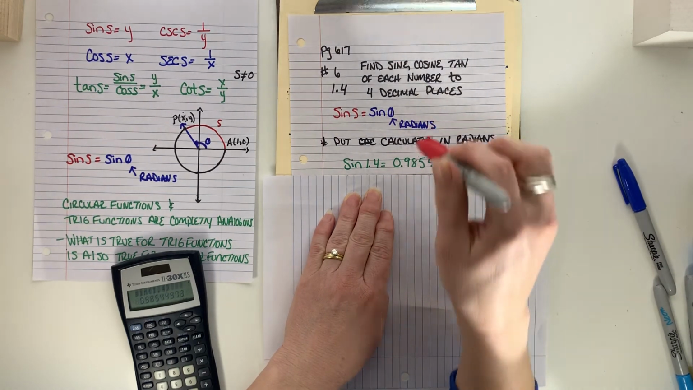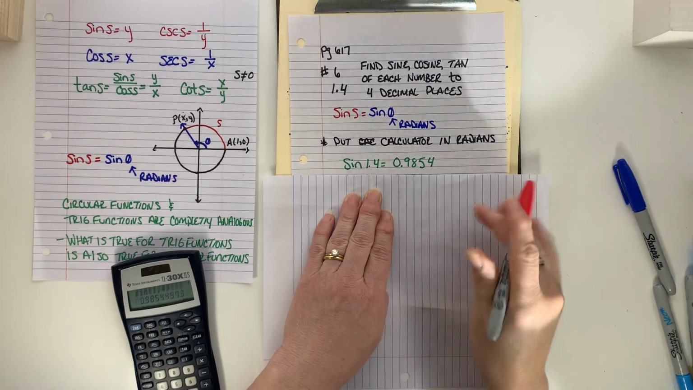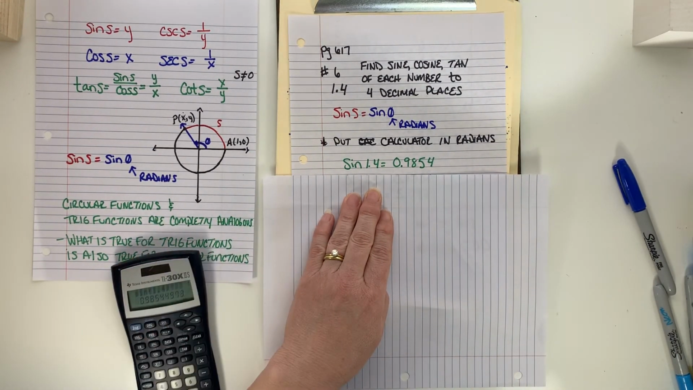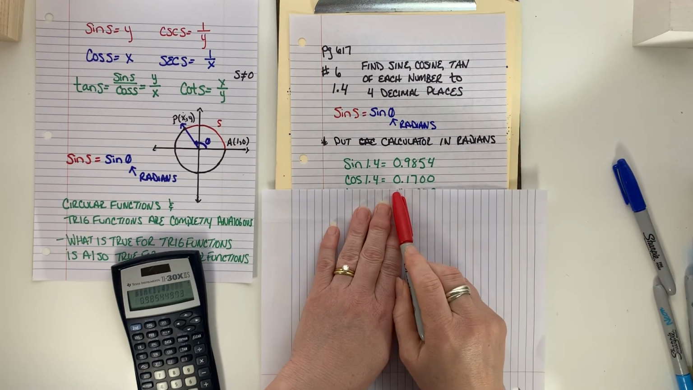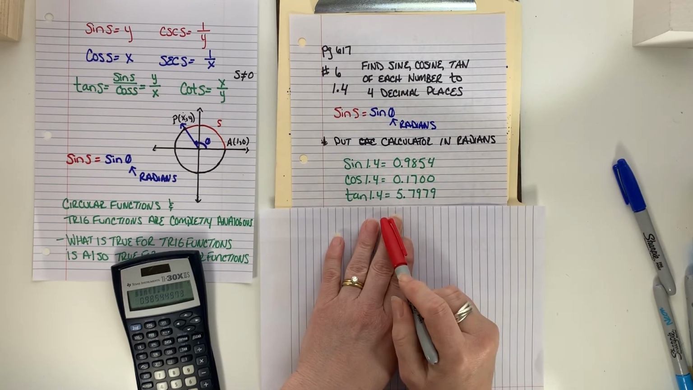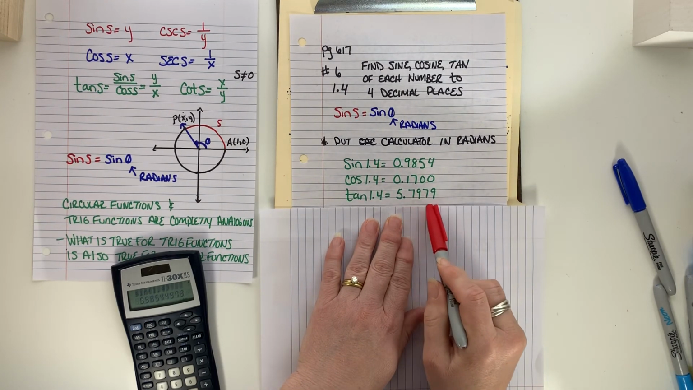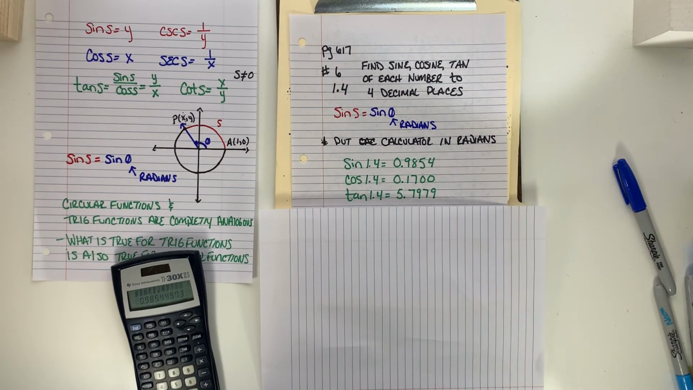Just make sure that whether it be physics or math, sometimes your calculator will need to be in degrees and sometimes it'll be in radians, and you have to make sure that it's in the correct mode, because it'll still give you an answer, it'll just give you the wrong answer if you're not in the correct mode, whether it be degrees or radians, okay? So if we look at the cosine of 1.4, that is 0.1700, and the tangent of 1.4 is 5.7979, okay?